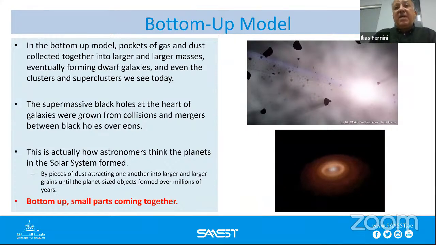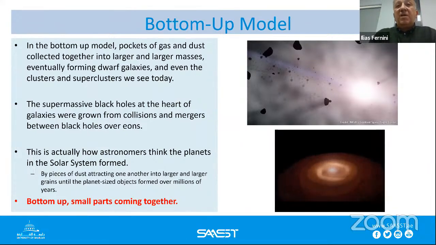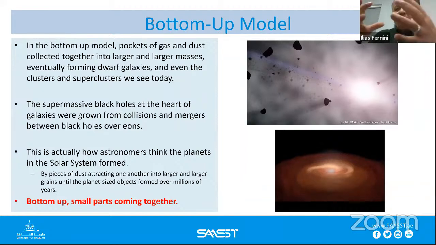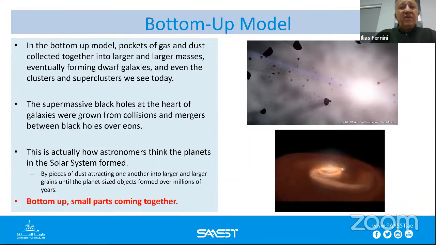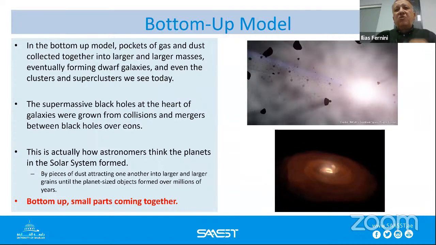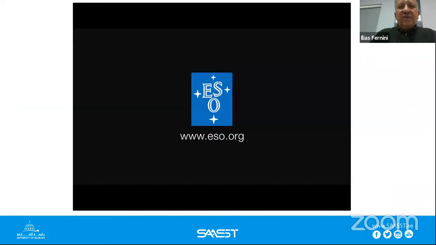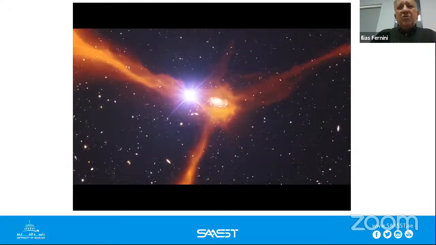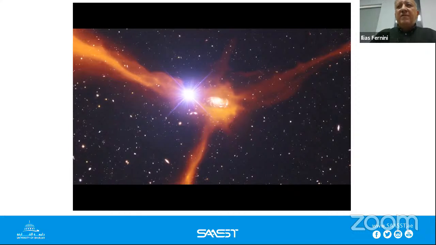So we believe that in this case, the supermassive black holes were grown from collisions and mergers between black holes over billions and billions of years. So you have small black holes getting together with other black holes, and you have this simulation showing us how we can form such big supermassive black holes. As I said, this bottom-up model looks like what we have in our solar system. How did we form? Bottom-up, small parts coming together. So we can show you some simulation about this.